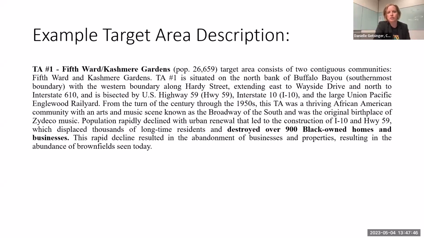So I just pulled in this one from our Kashmir Gardens Fifth Ward target neighborhood. Again, this is really condensed because of the length of the grant application. But I usually put the population in parentheses so I don't have to write it all out. It consists of, in this case, 2 contiguous communities. So we just lumped that into one big one.